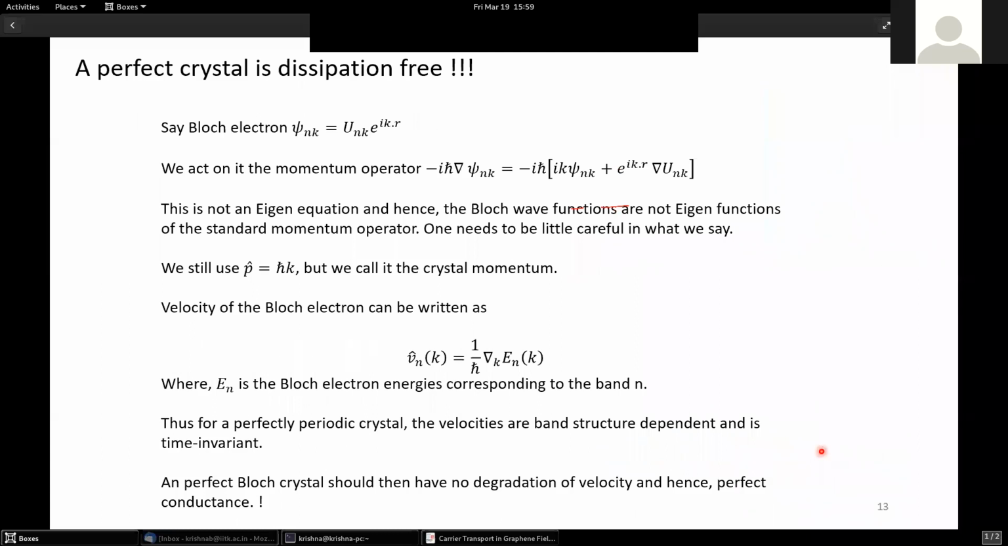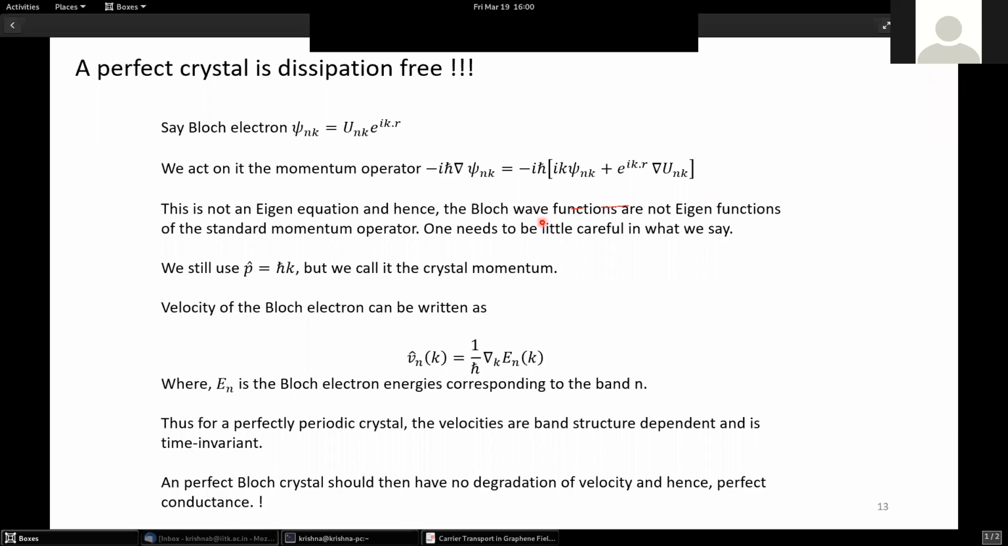Before we begin, one also has to ensure that if you have a perfect crystal, that is, a potential which is infinitely periodic, a perfect crystal can be shown to be dissipation free. It is not like an electron going through some periodic bumps such that its velocity keeps degrading. An electron in a perfectly periodic potential will have no dissipation. We will slowly show that if you take a Bloch wave to be described in this particular fashion, the conventional momentum operator, minus i h-bar del, acting on psi n k will give you an equation which does not look eigen-like. A typical eigen equation looks like p hat psi equals some eigenvalue times psi. Now you have some additional component here.